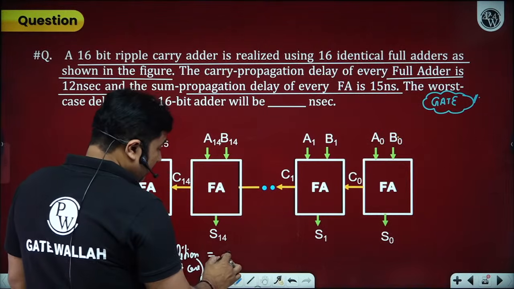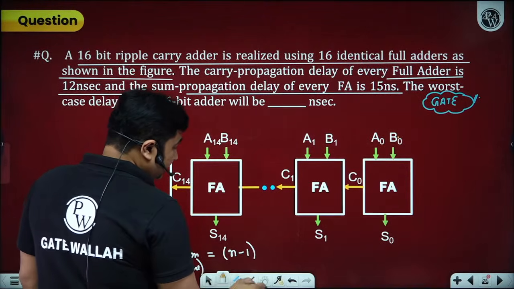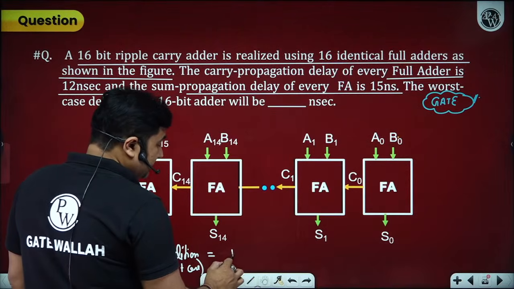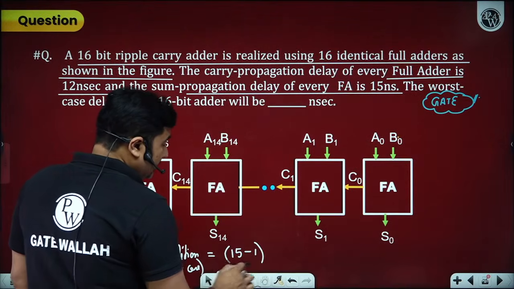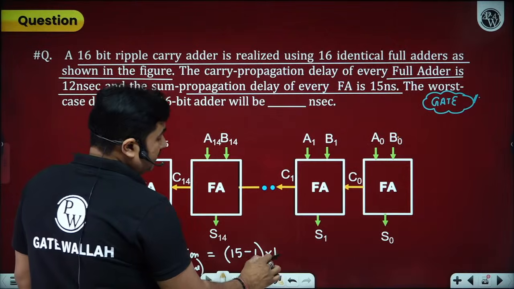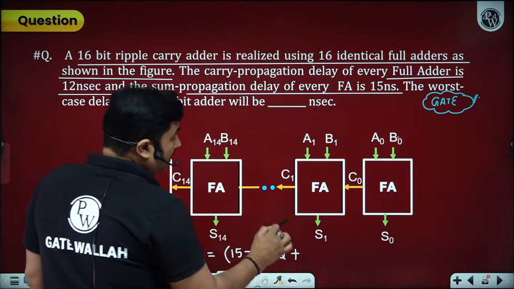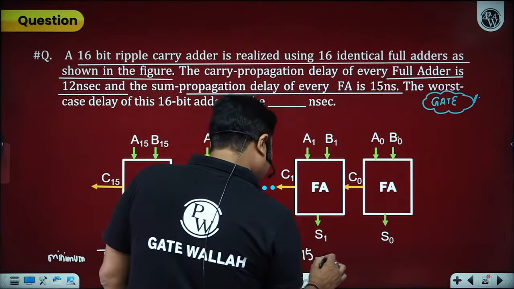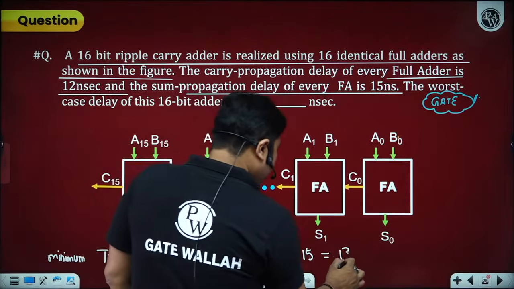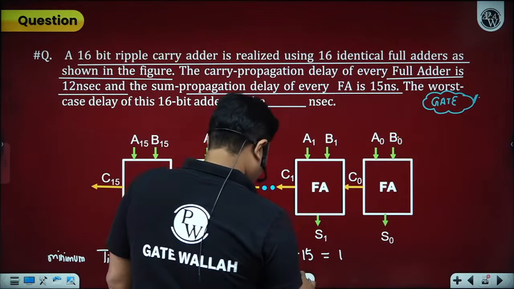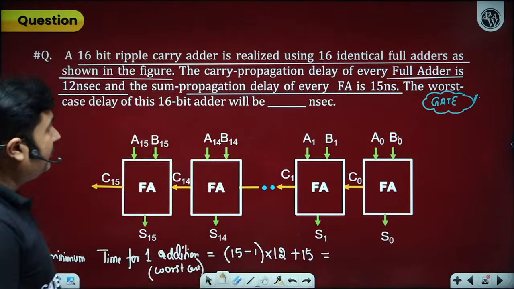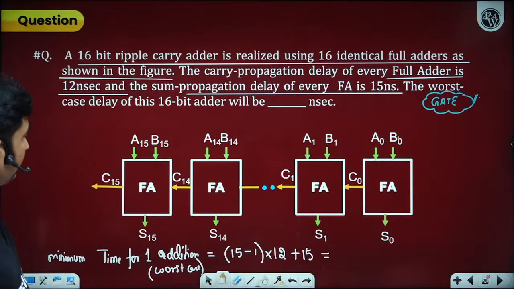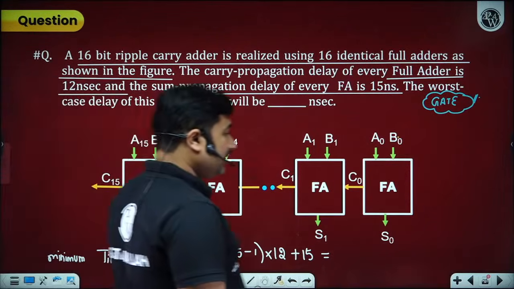So sir, we have n-1 carry out times. It's a 16-bit adder, so 16 minus 1, that is 15, carry out times. What is the carry out time? It is 12. And plus of 12 or 15, which is more? 15 is more. So 15. So it becomes 15 minus 1, that is 14 into 12 plus 15. How much time would it take?